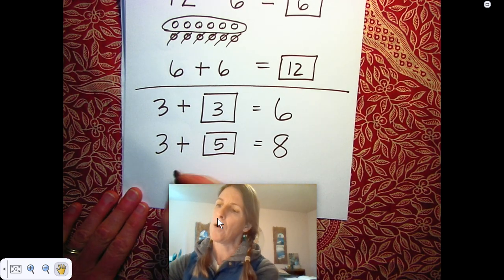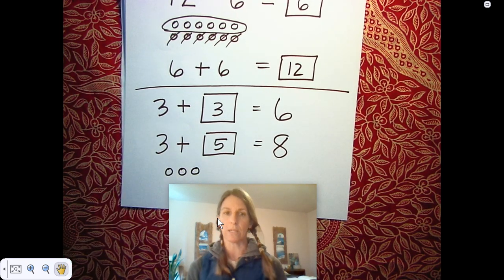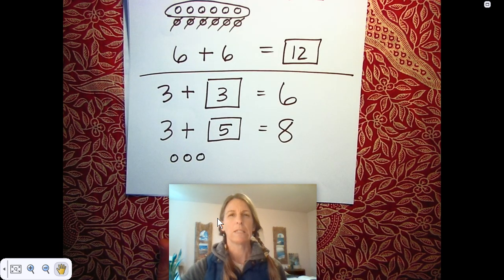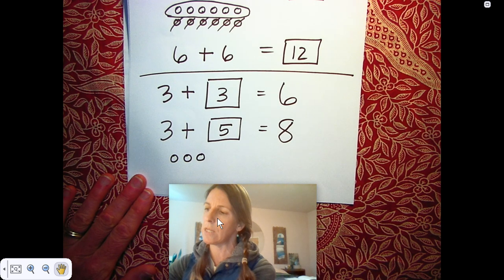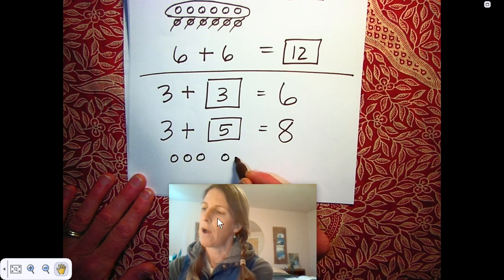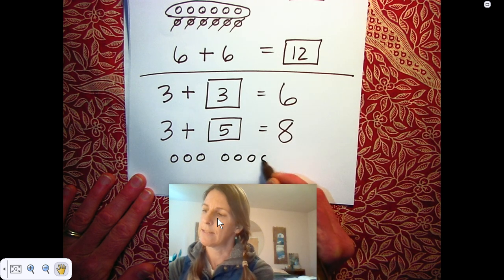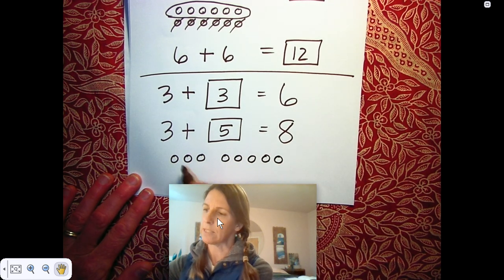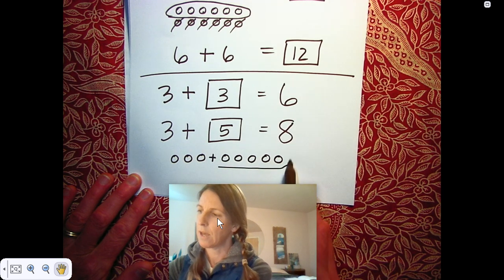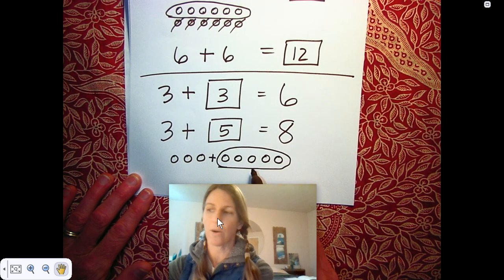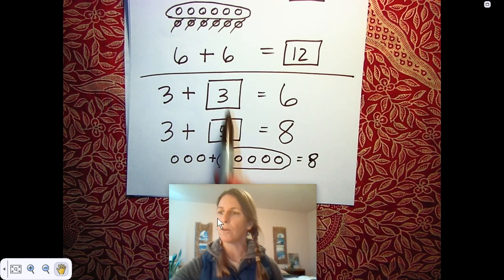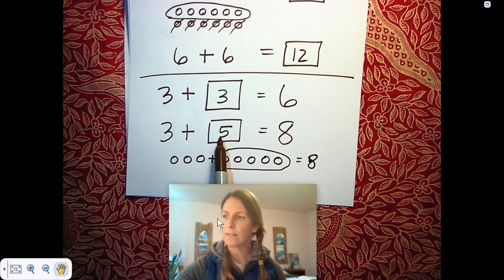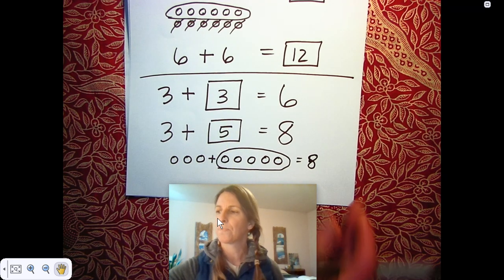So I could draw 1, 2, 3, but I want to get to 8. So there's my 3 I started with. And let's see, 3, and I need to get to 8. 4, 5, 6, 7, 8. Oh yeah, look at this. 3 plus 5 more equaled 8. All right, look, we solved for those missing numbers right there in the middle of the equation.